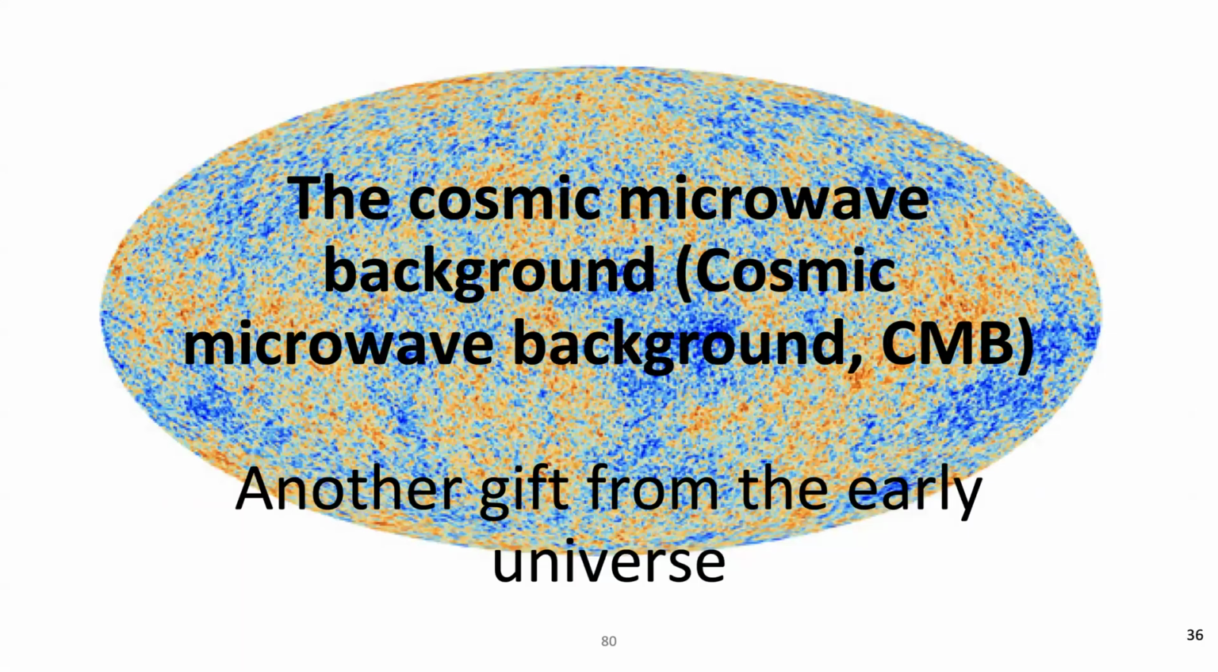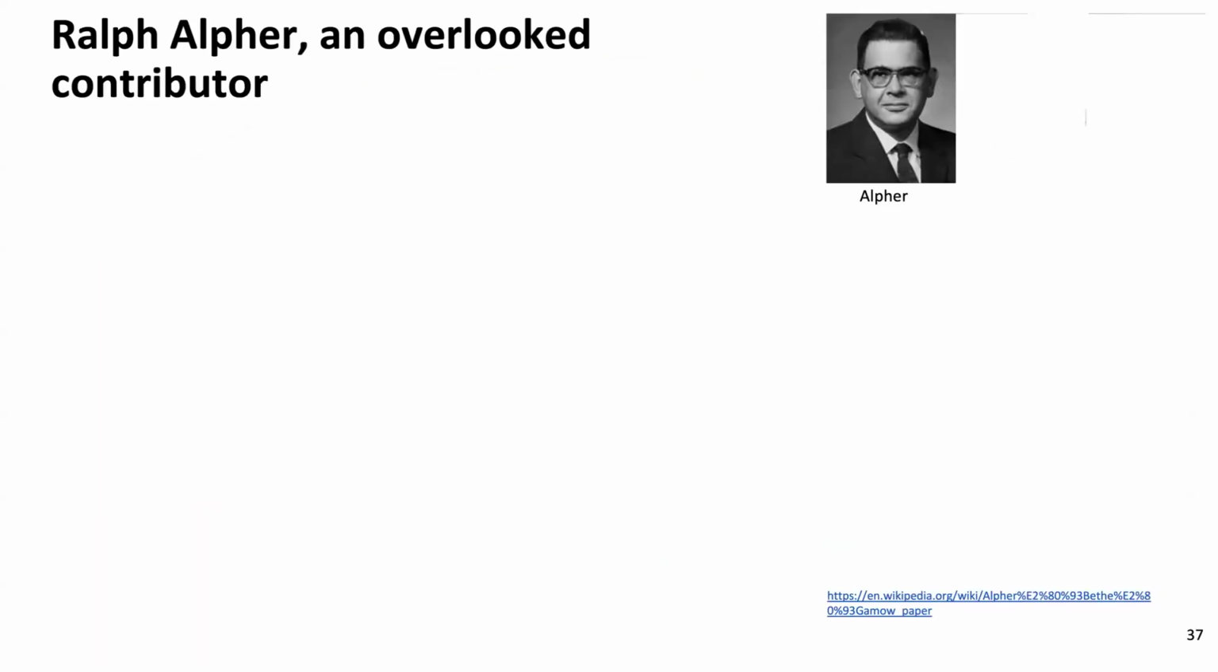Now we come to the mother lode of information, and that's the cosmic microwave background. This is, as I mentioned, predicted by Gamow's students in the late 1940s. And we're going to go through that history. It's really important. There's Ralph Alpher.